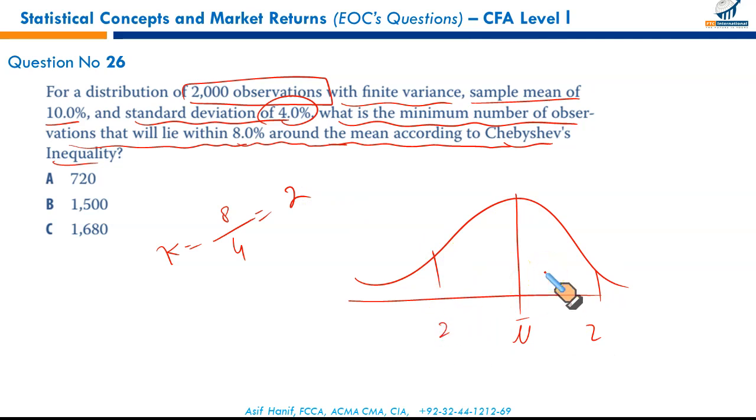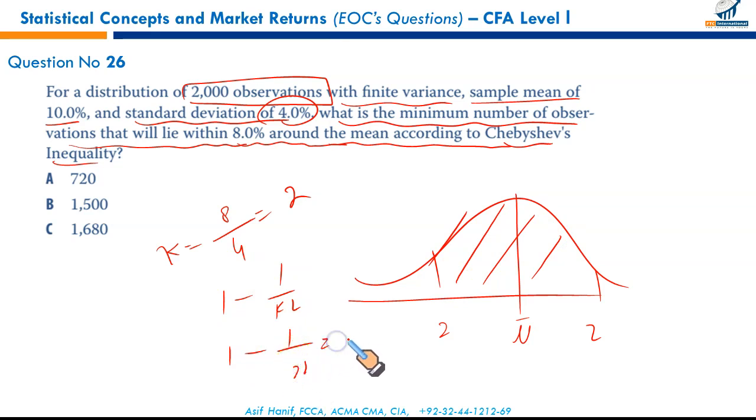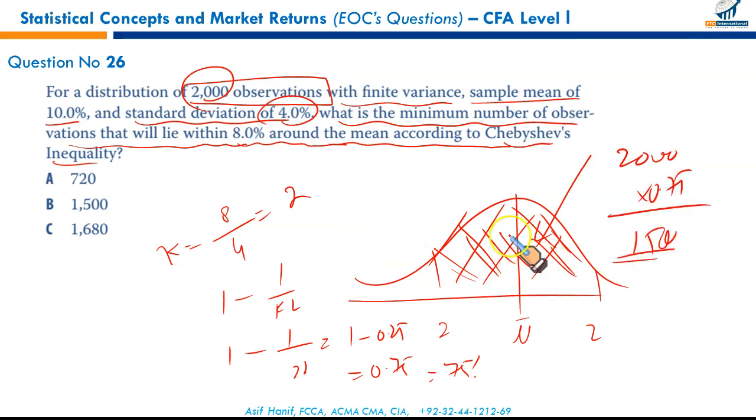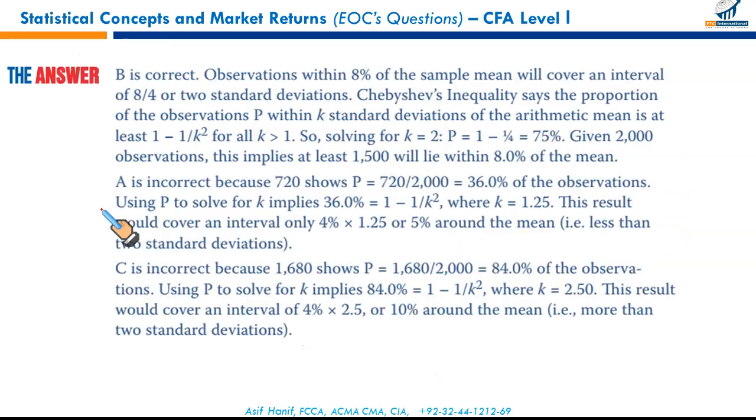So how much area is covered under this region? Use the inequality 1 minus 1 upon K square, 1 minus 1 upon 2 square, and simplification of this will give you 1 minus 0.25, or 0.75, or 75%. So the region contains at least, could be 90, but at least 75%, and we're talking about a total of 2000 observations. So how many observations fall within this region? 2000 multiplied by 0.75 gives you 1500 observations within 2 standard deviations from the mean. That makes B your correct option. B it is.